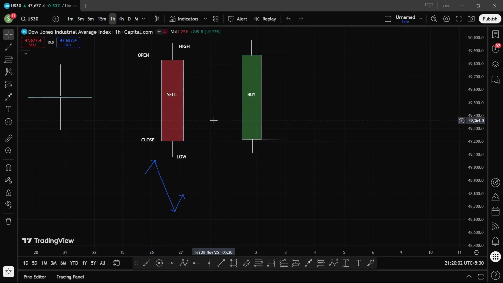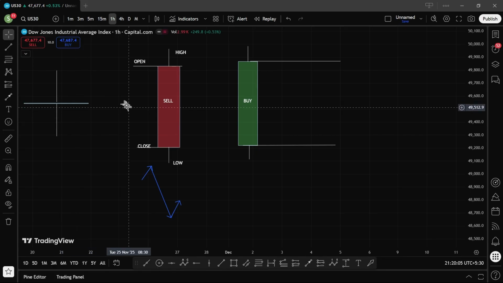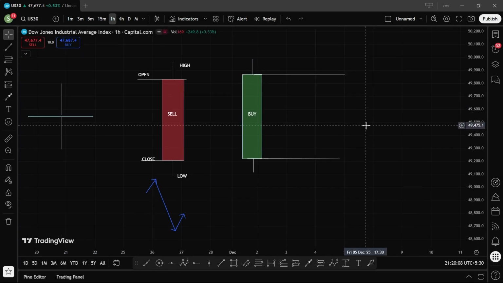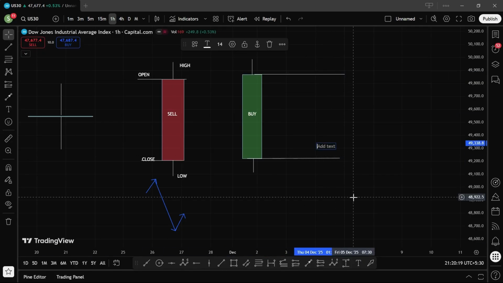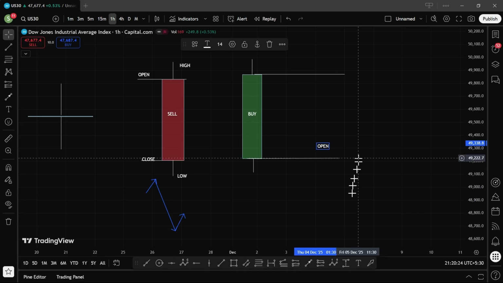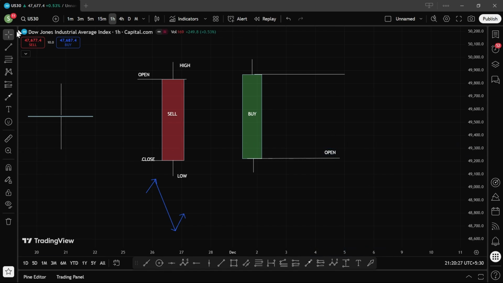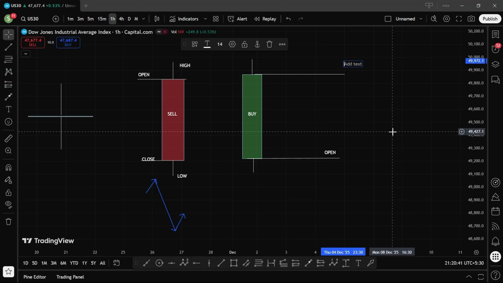By the way, open and close are only denoted on the body. The wicks can never be the open and close for a candle. They're just there to tell you where the price touched before closing or after opening. The candle first opens, so the open is supposed to be on the downside, the down part of the body of the green candle, because the price eventually went up. The candle opened here, the candle closed there.